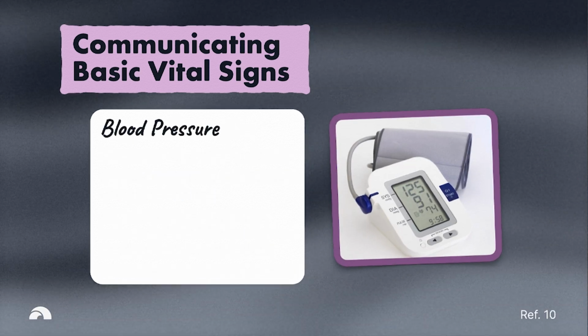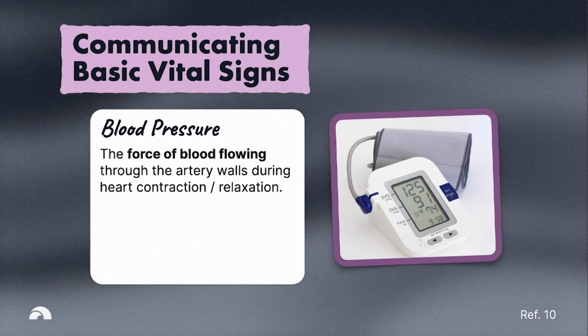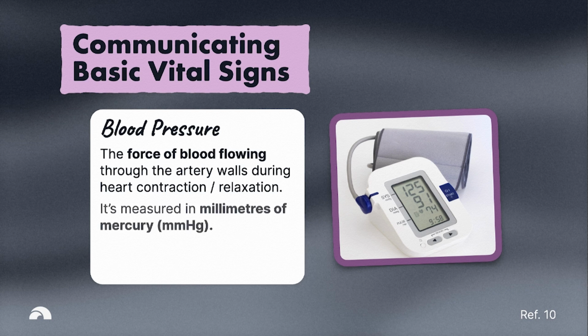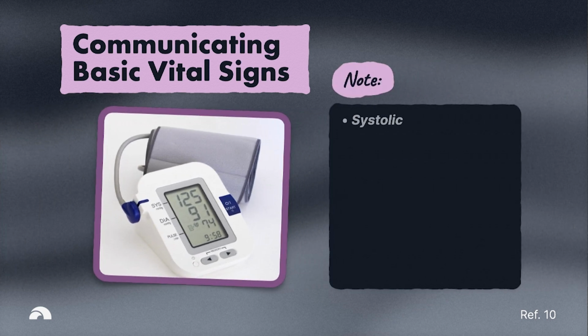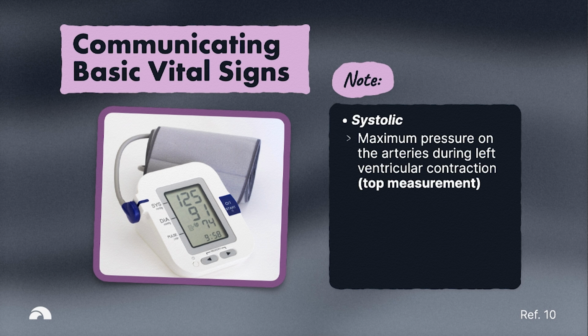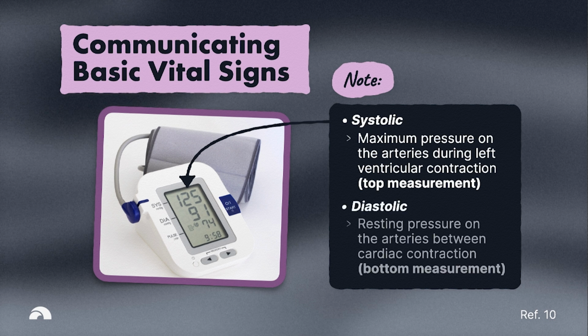Blood pressure. Blood pressure describes the force of blood as it flows through the artery walls during contraction and relaxation of the heart. It's measured in millimeters of mercury, shown as mmHg. This vital sign takes into account systolic and diastolic measurements. Note: systolic pressure refers to the maximum pressure on the arteries during left ventricular contraction, the top measurement. The diastolic pressure refers to the resting pressure on the arteries between each cardiac contraction, the bottom measurement.